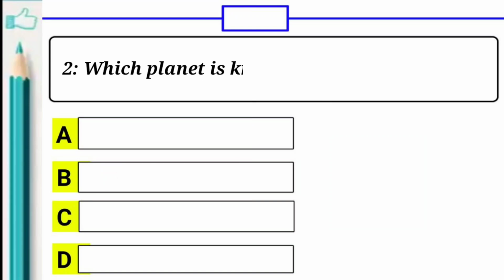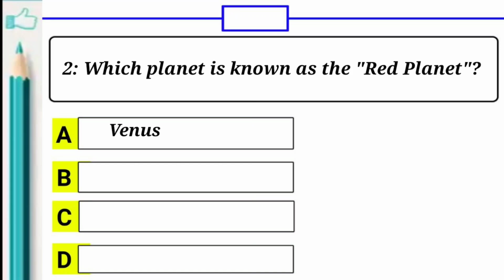Question 2. Which planet is known as the Red Planet? A. Venus. B. Mars. C. Jupiter. D. Saturn.